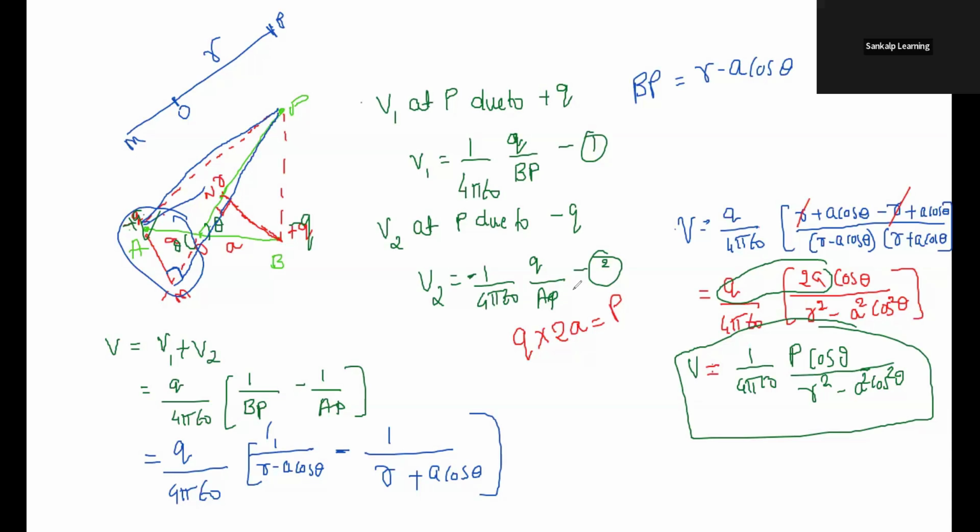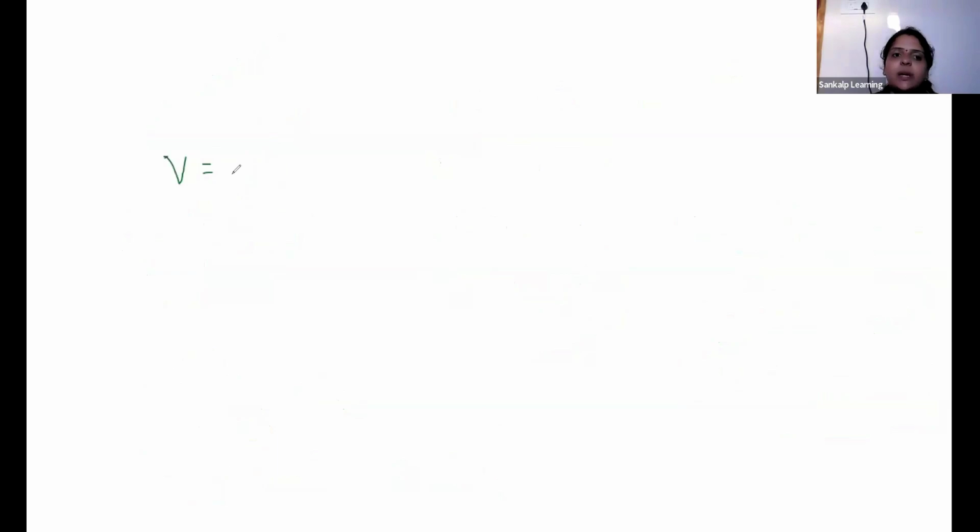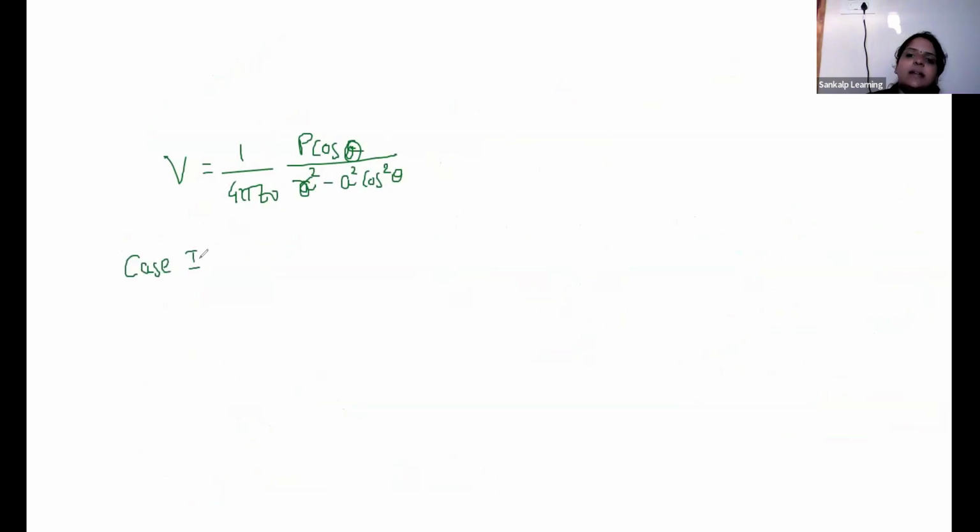Okay. See here the last one, the last expression for the electric potential is given by what? That is V is equal to 1 upon 4 pi epsilon naught P cos theta upon R square minus A square cos square theta. This is the final expression. Okay. So here we have two cases, case 1 and case 2. So what is case 1 here?